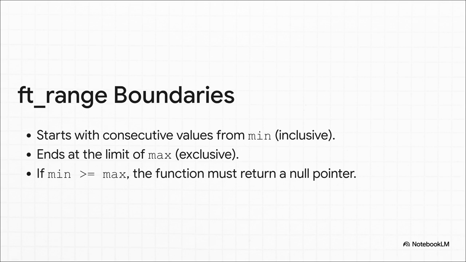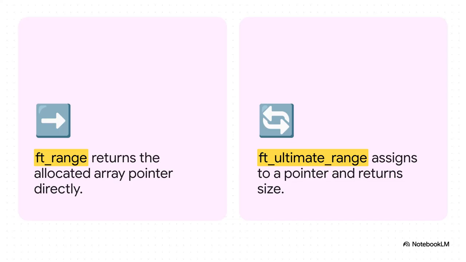Also, pay close attention to your edge cases. If min is greater than or equal to max, the range is basically empty. In that scenario, don't allocate a thing, just return a null pointer immediately. A pro tip, always handle your edge cases first before you ever even think about calling malloc. Now, let's contrast that with exercise 02 and see how this builds into ft_ultimate_range.